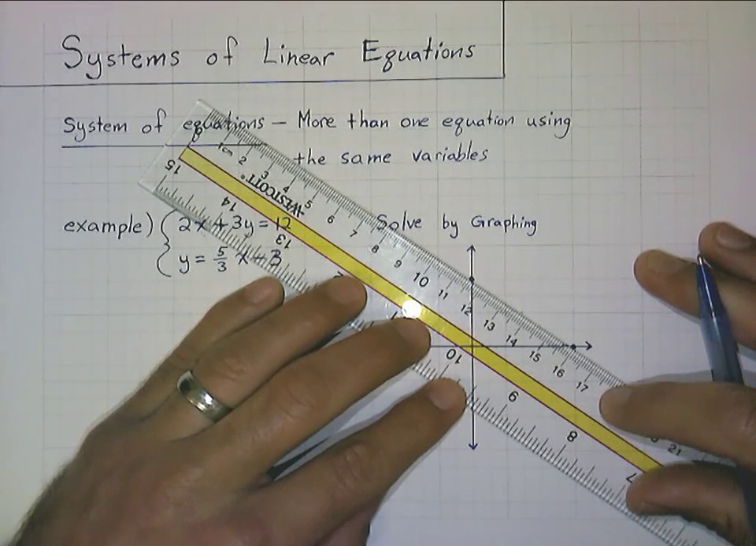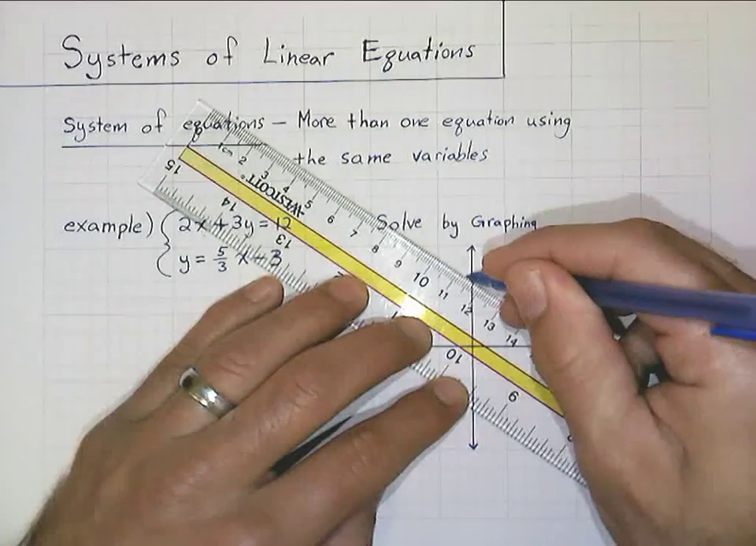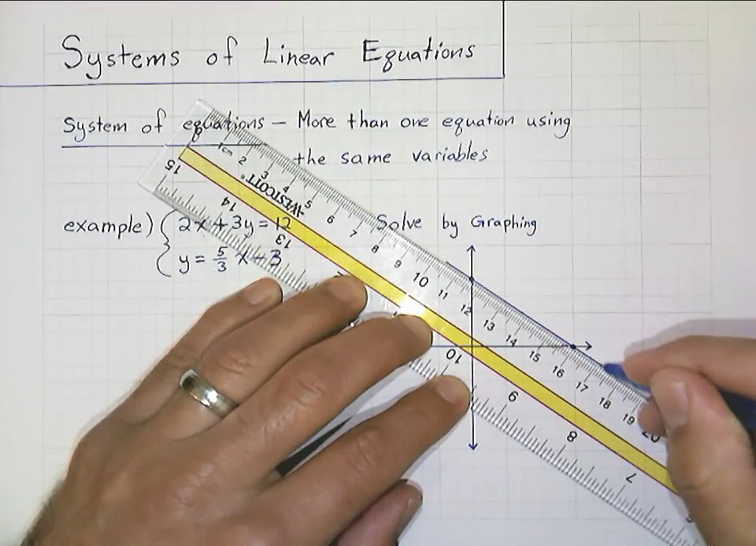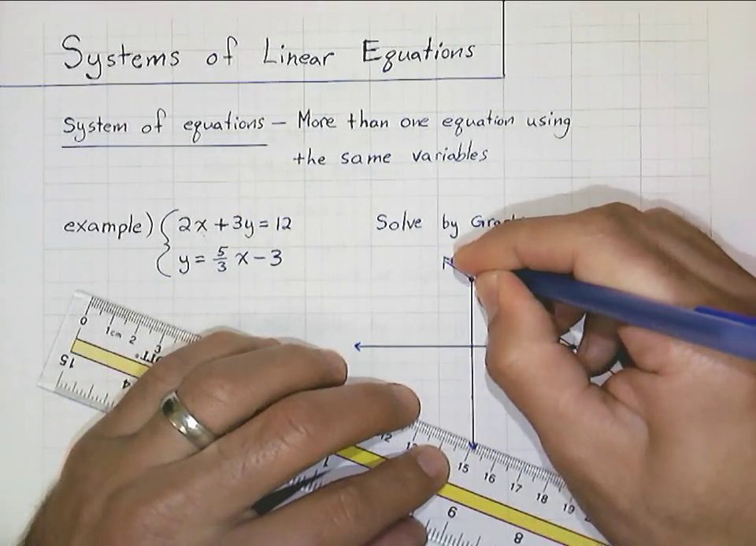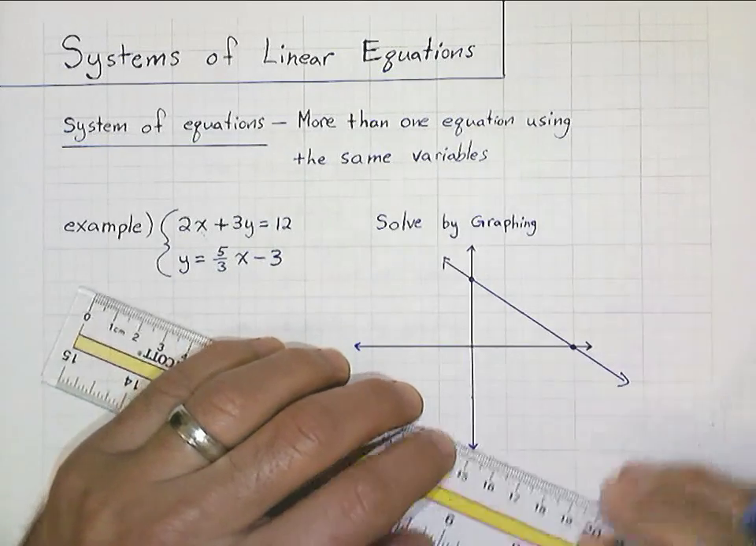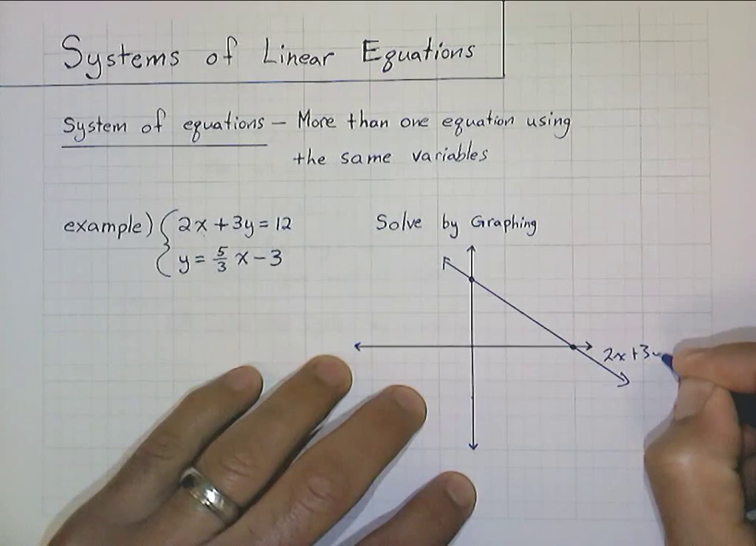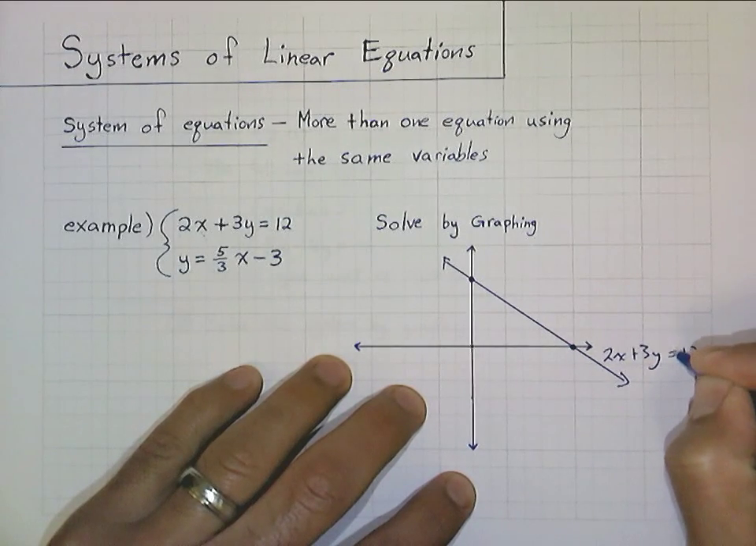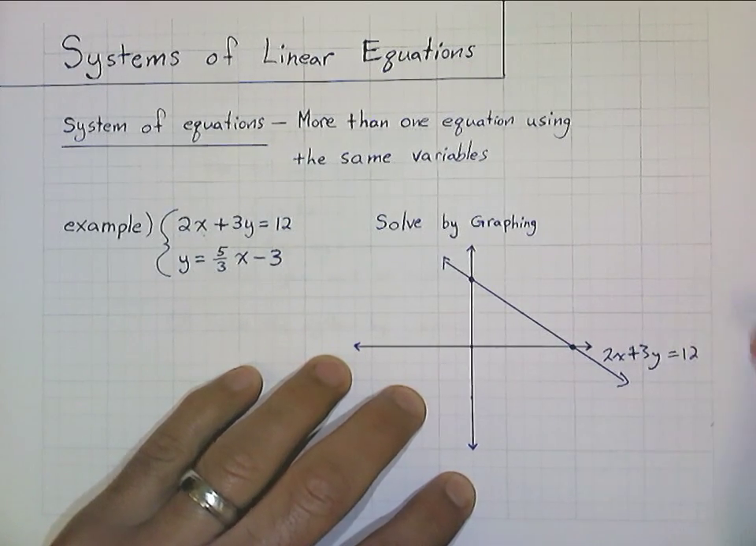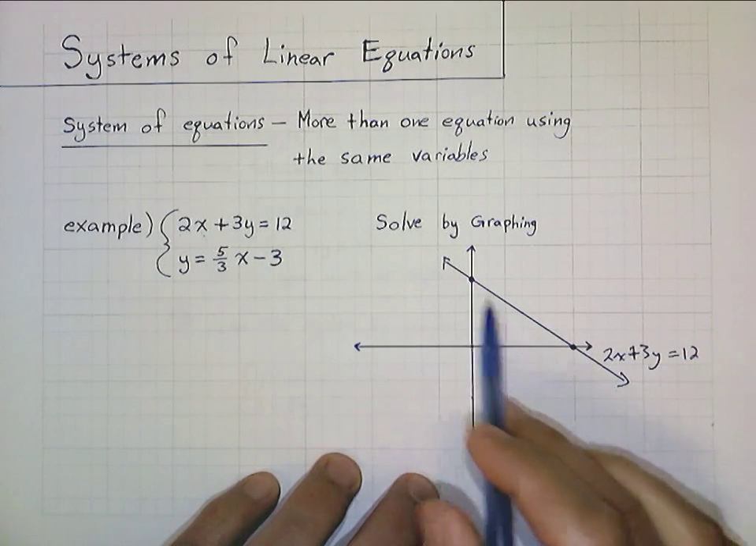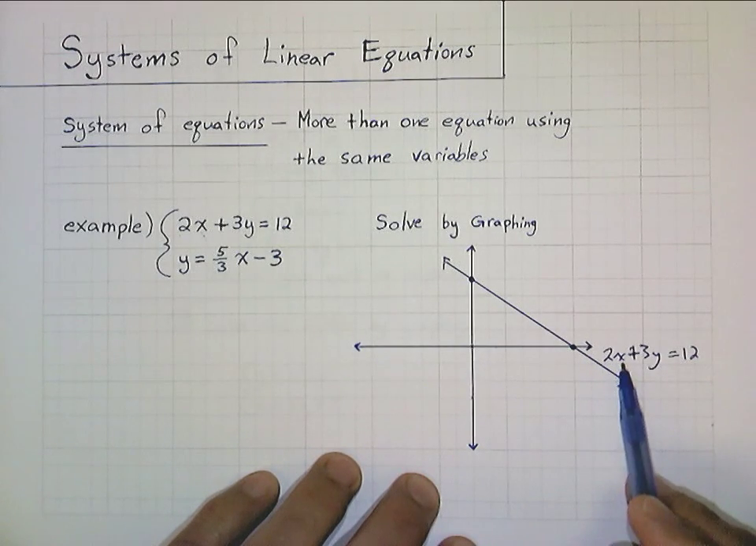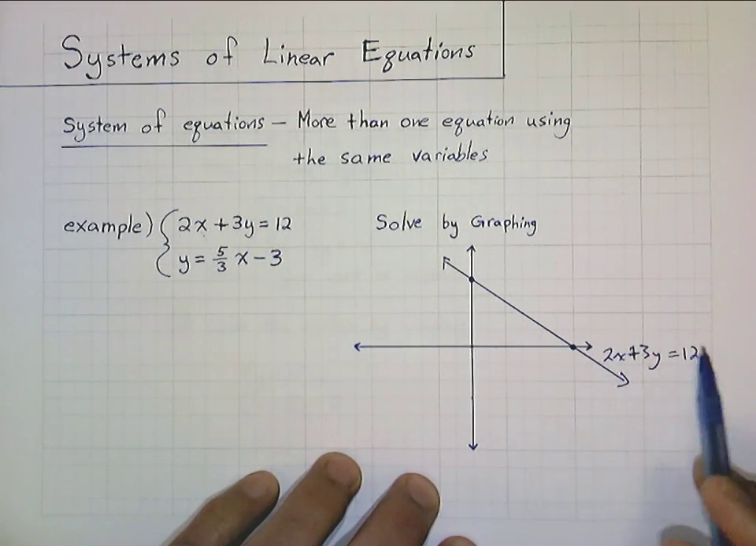And we just graph this very carefully to make sure we get this right. And there's the first line, 2x plus 3y equals 12. And so the idea here is that every point on this line, when we plug in the x coordinate here and the y coordinate here, we will get a true statement out.